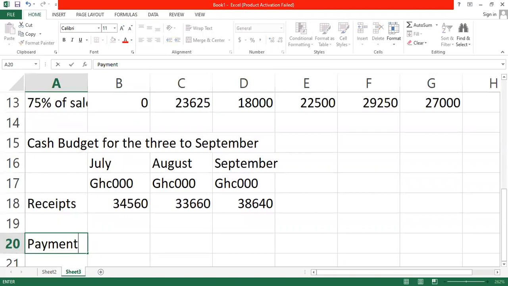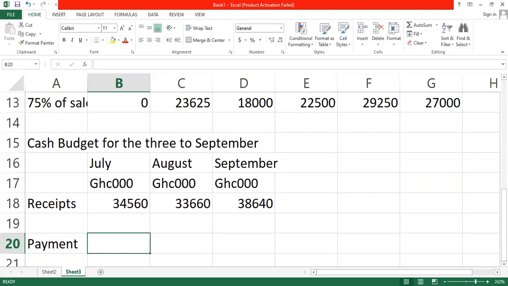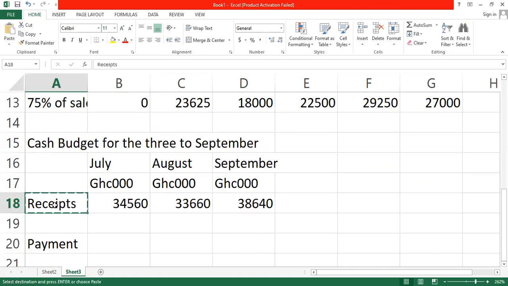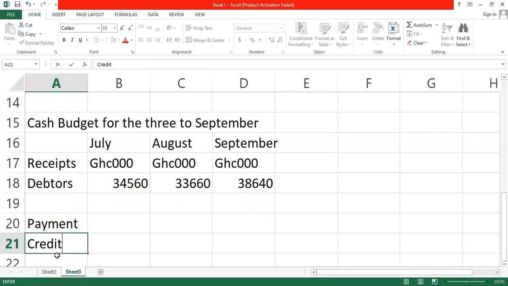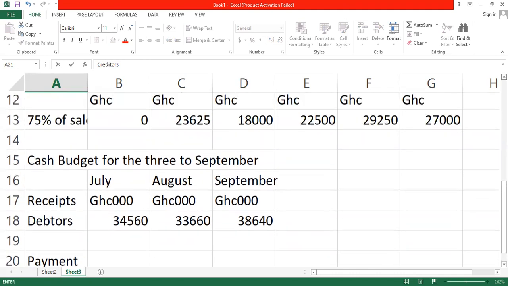The payment, how much are we paying in this one? Let me bring the receipt to the top. Then I'll just put debtors or receivables here, because we are going to receive, and this will be creditors, so that the cash budget will be plenty.